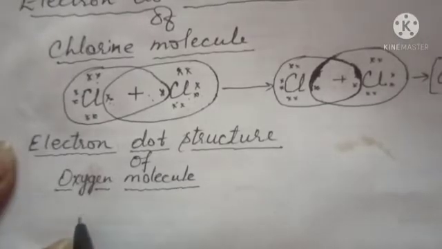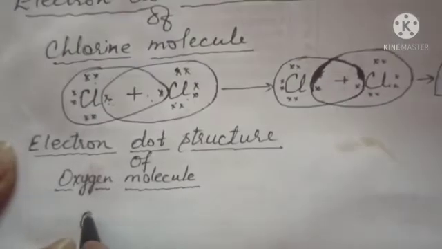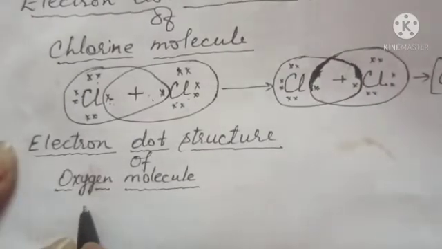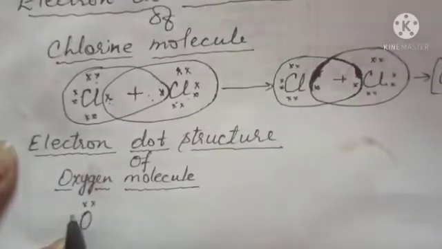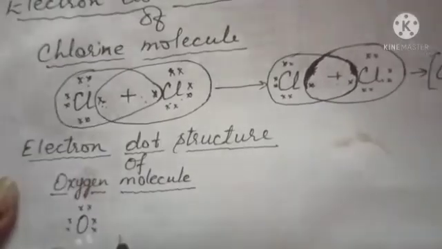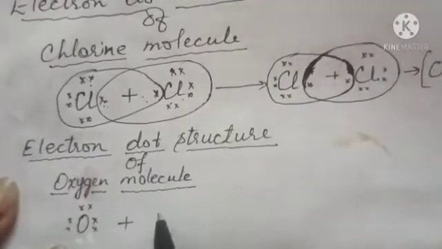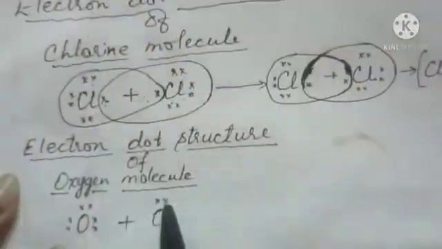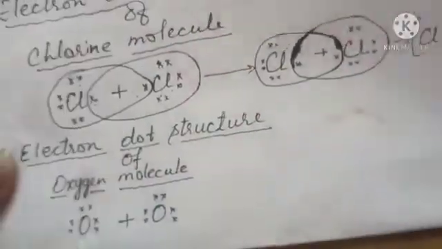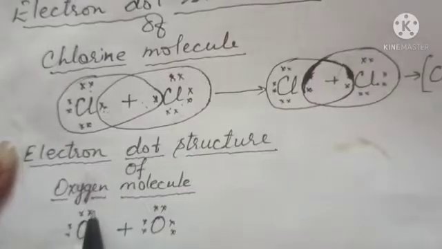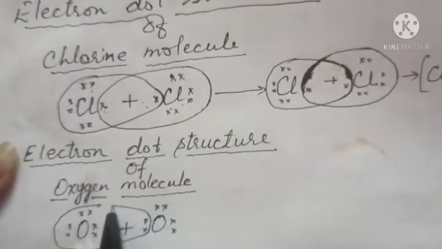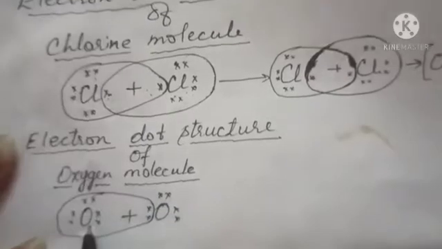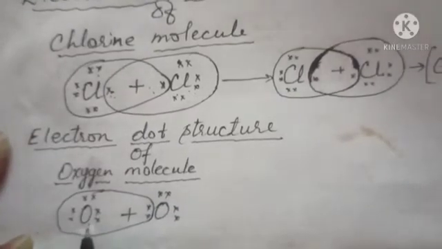Oxygen symbol is O. Valency electrons, how many? 6 are there. So you will show 1, 2, 3, 4. It combined with another atom of oxygen, and it also has 6 electrons. This oxygen atom needs how many electrons? 2 electrons. So it will share these 2 electrons and get a stable electronic configuration.